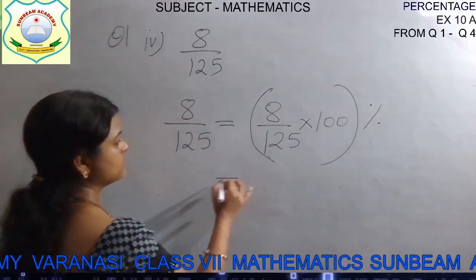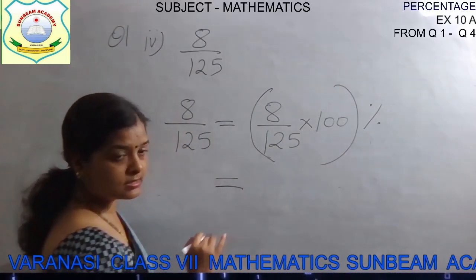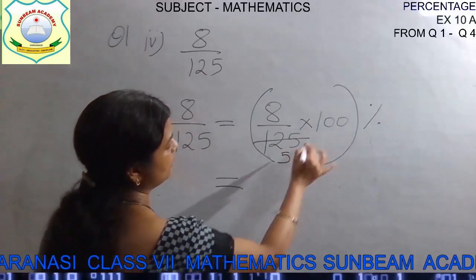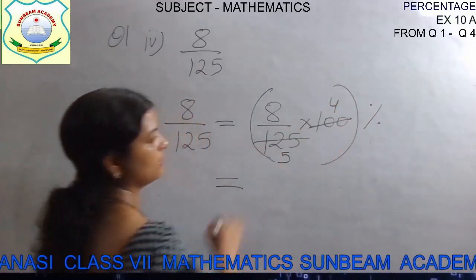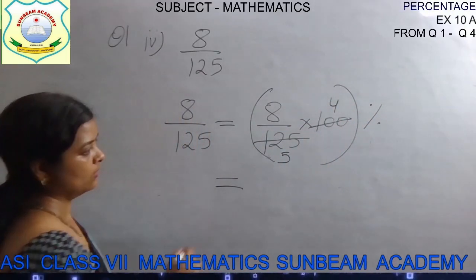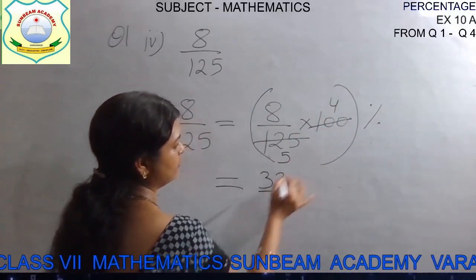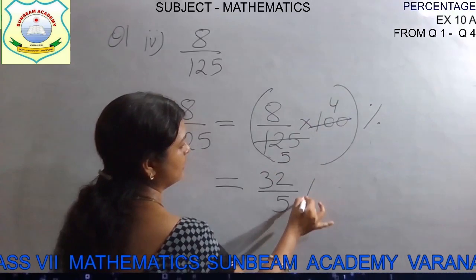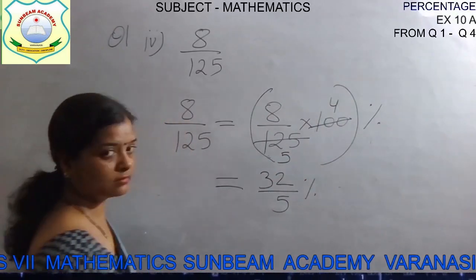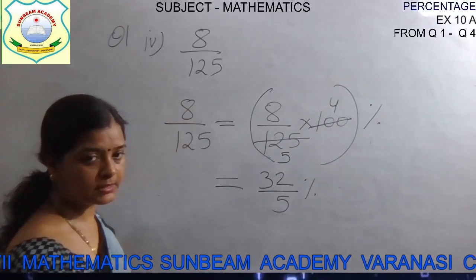Now next step is simplify this. 5 fives are 25 and 5 twenties are 100. Okay, 8 fours are 32 by 5. 5 is left in the denominator. 32 by 5%.